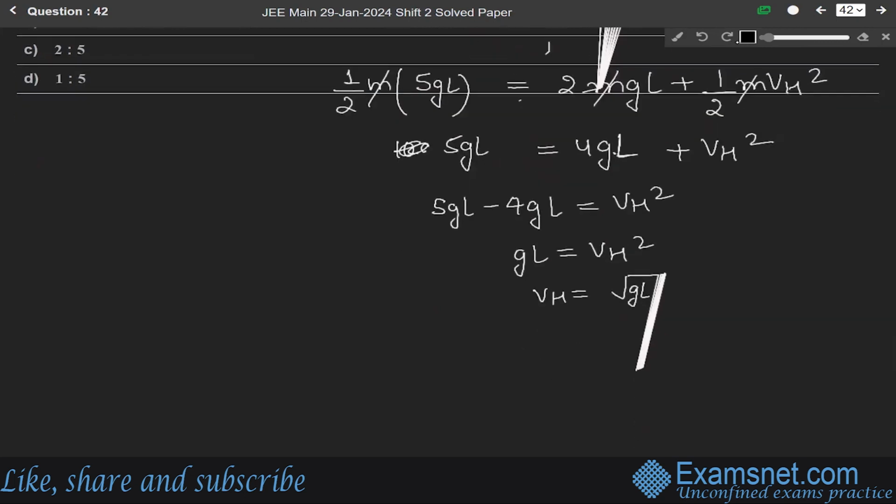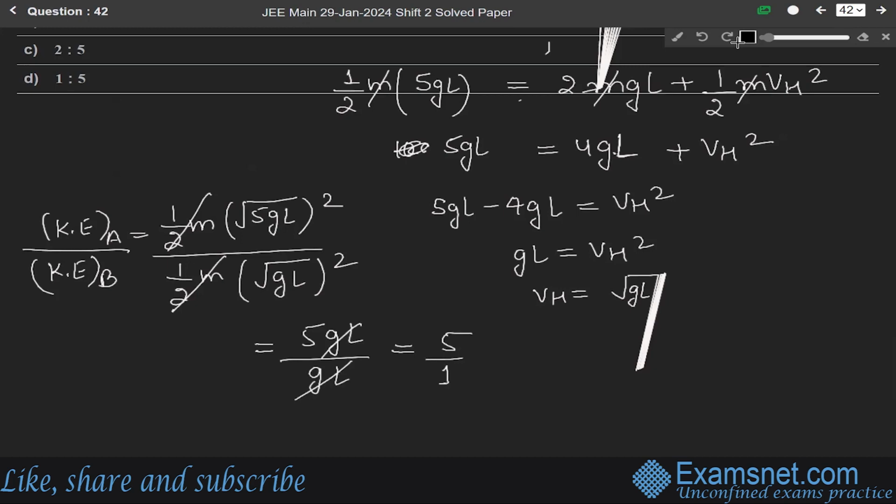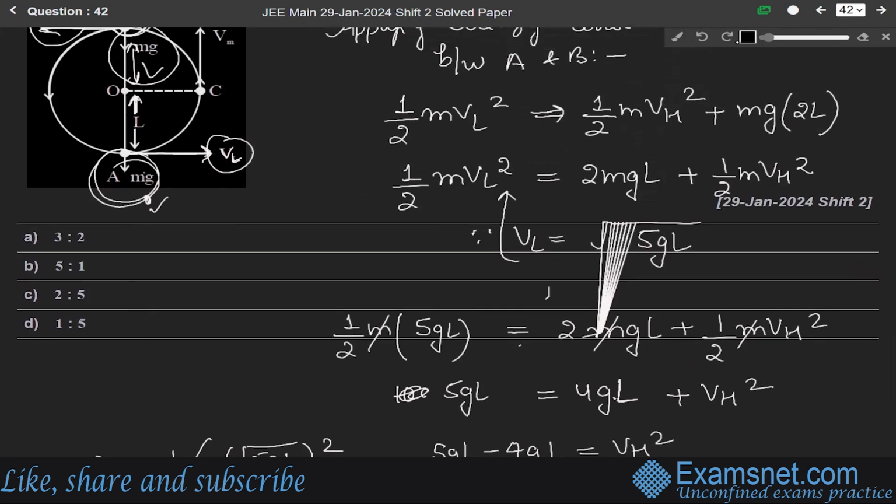Okay. Now the ratio of kinetic energy at point A to kinetic energy at point B will be equal to half m VL square, VL means under root 5gl whole square, over half m under root of gl square, means VH square. Half m cancels out each other. It will be equal to 5gl over gl. gl cancels out each other. So the answer is 5 upon 1, means 5 ratio 1. So the correct answer is option B, 5 ratio 1. Okay.